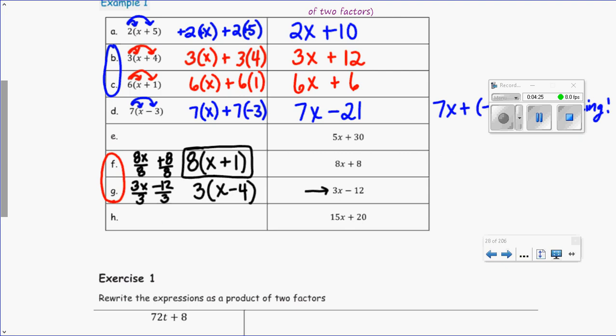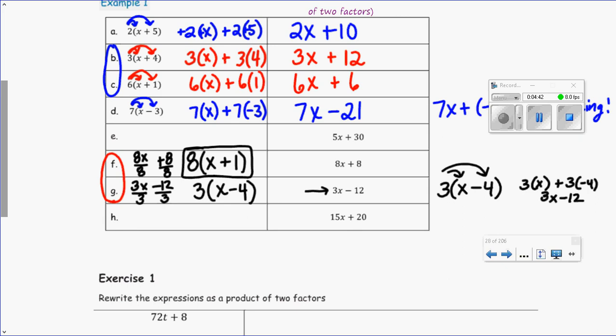And if I want to check my answer, if I have 3 parentheses x minus 4, I can easily check it by doing what we did above. So just do 3 times x, and then positive 3 times negative 4. And that does give you 3x minus 12.